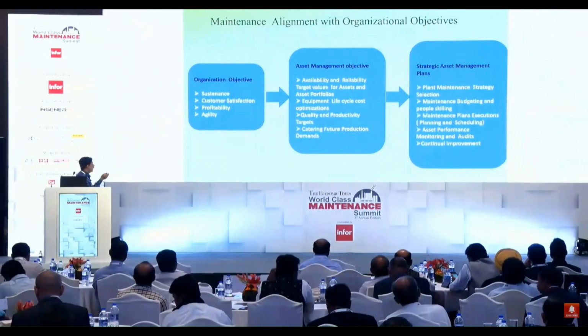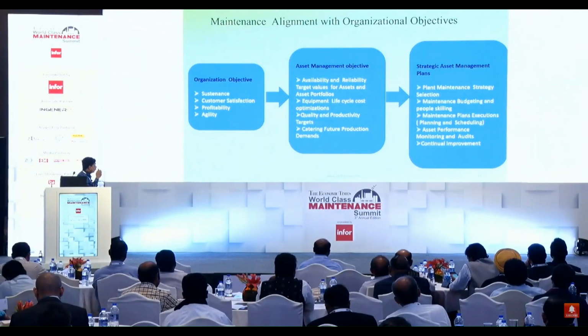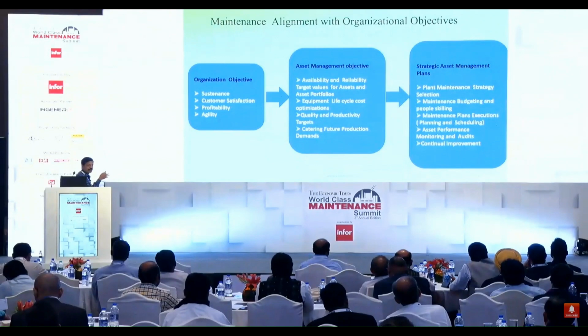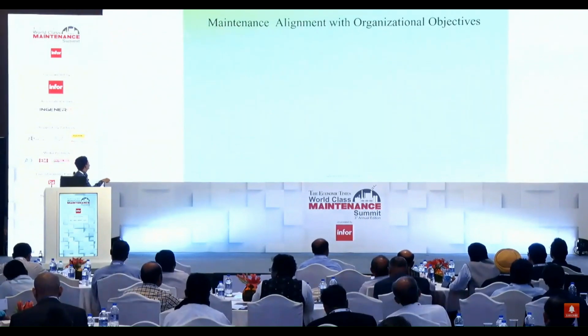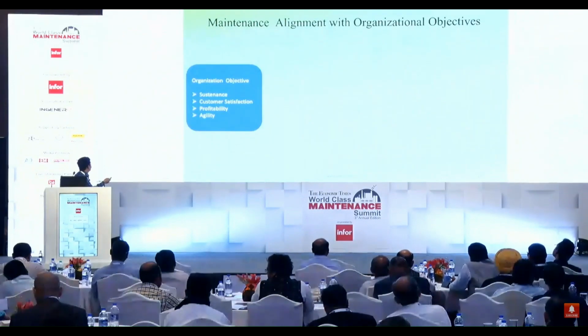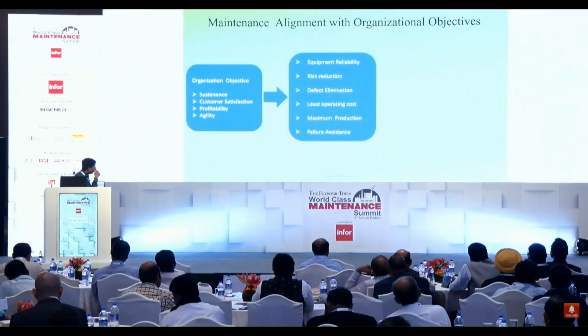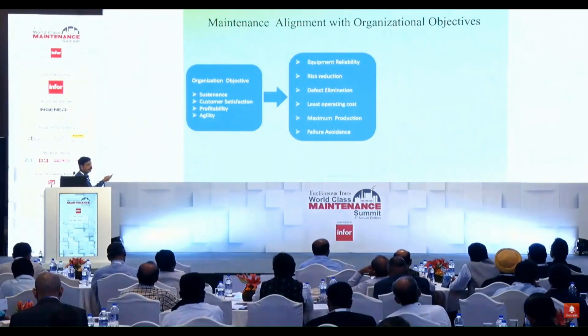Then maintenance budgeting and people skilling, maintenance plan execution, asset performance monitoring and continual improvement. So the organization objective is converted to the asset management objective, and the asset management objective can be achieved by the strategic asset management plan. This is the relationship between what we are doing on a day-to-day basis and how it is linked with the organization objective.